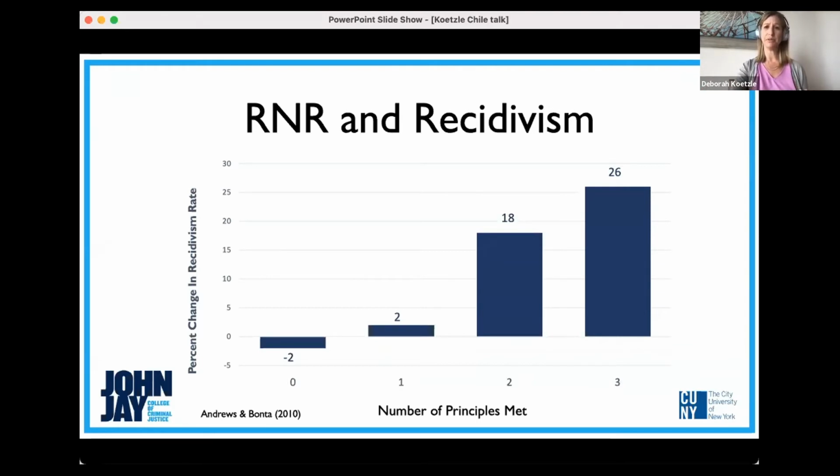Programs that do at least two, so they're adhering to risk, need, and/or responsivity, at least two of those three, on average reduce recidivism about 18%, and those that are adhering to all three, so they're targeting higher risk people, they're targeting criminogenic needs, and they're using a behavioral approach, on average reduce recidivism in this study about 26%. There are some other studies where that number has gotten up to about 35, 36%, but either way, it's a pretty substantial decrease in recidivism and really speaks to the need to incorporate these ideas into practice.